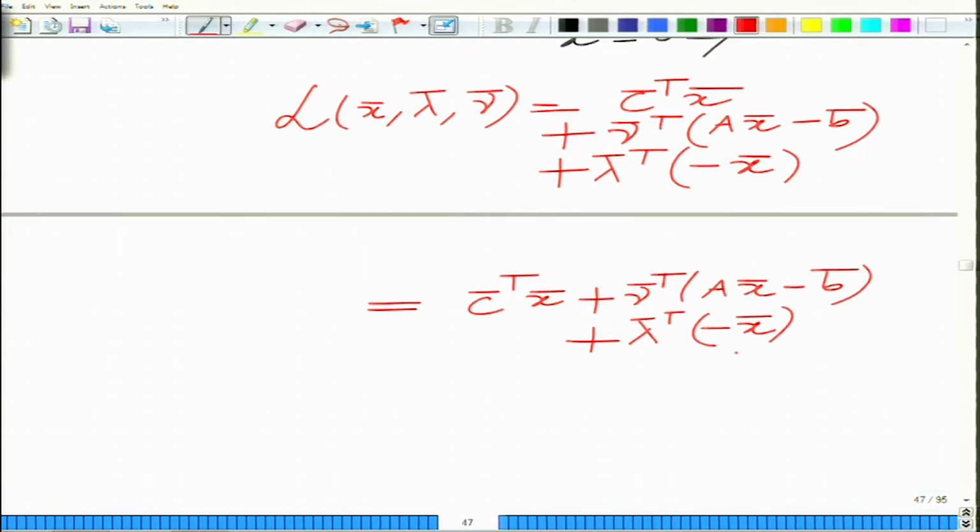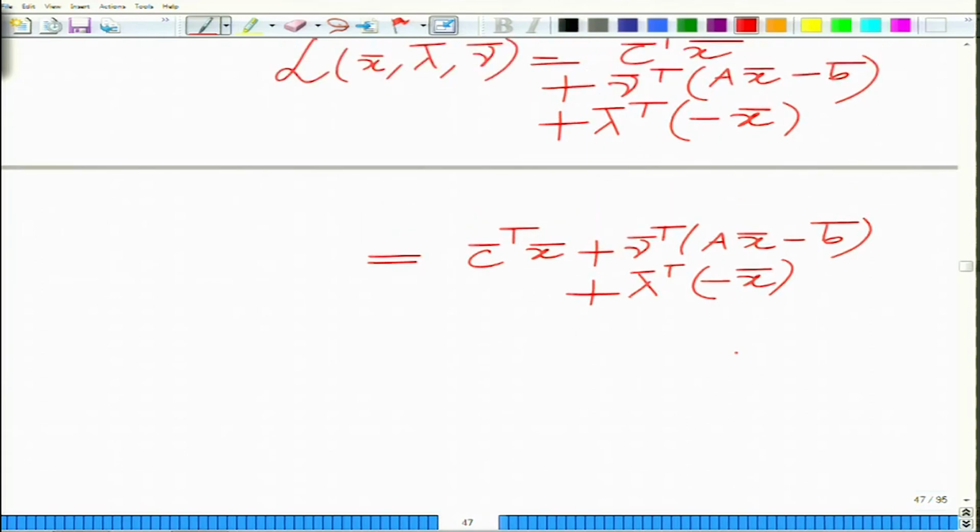Okay. In fact, the size of the vector lambda bar is equal to that of x bar, because you have one Lagrange multiplier for each component of x i greater than or equal to 0. Okay. Or we can directly write this as minus lambda bar transpose x bar.